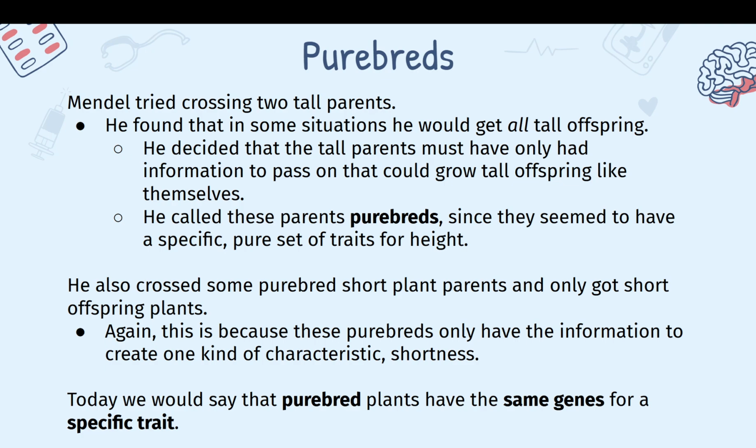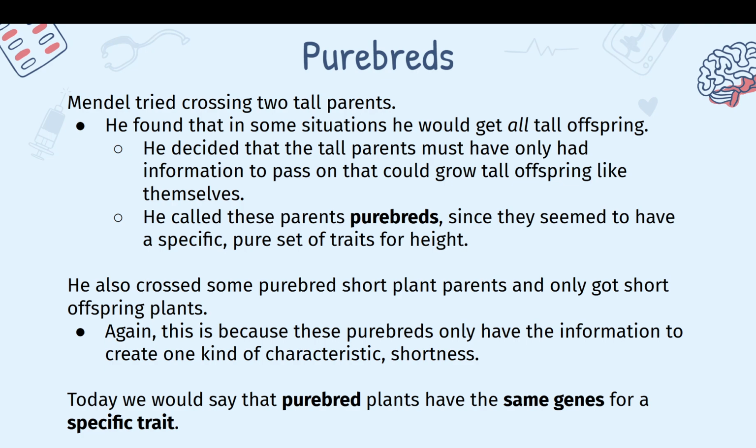offspring. So he figures that those tall parents, since all of their offspring plants are always tall themselves, must have only the encoding, the information of how to grow tall. That means that the parents that he started with are purebreds. They only have a set of information for how to grow tall.